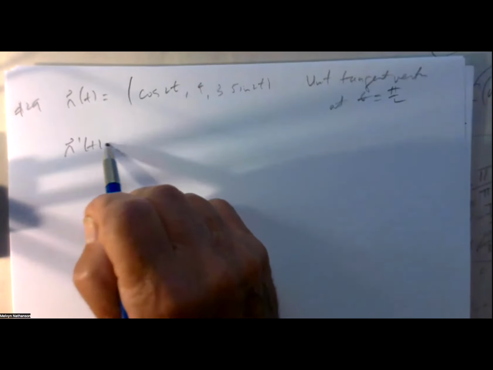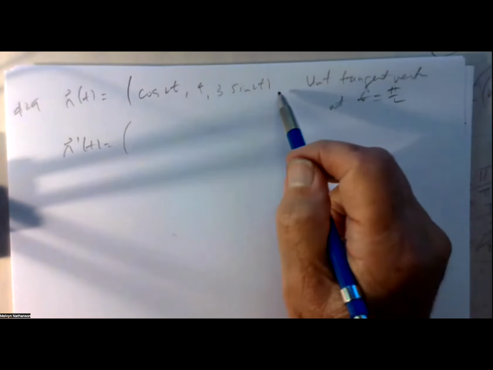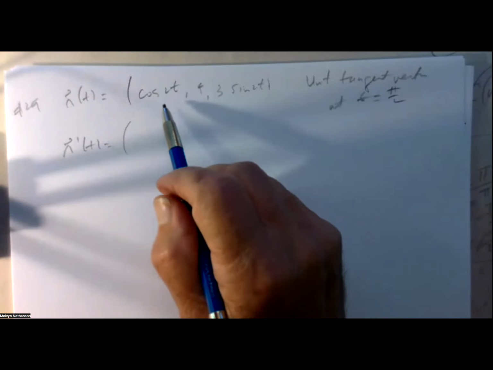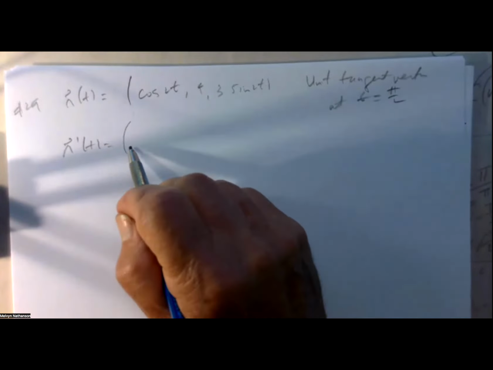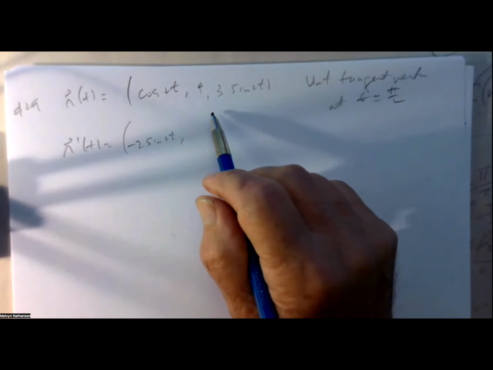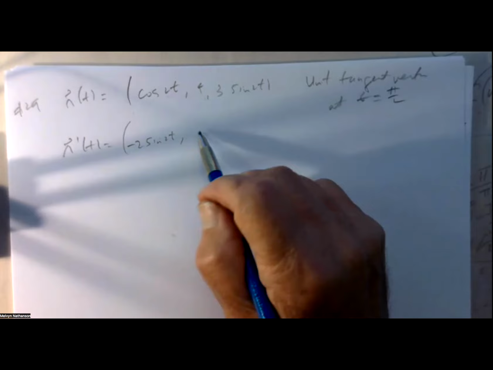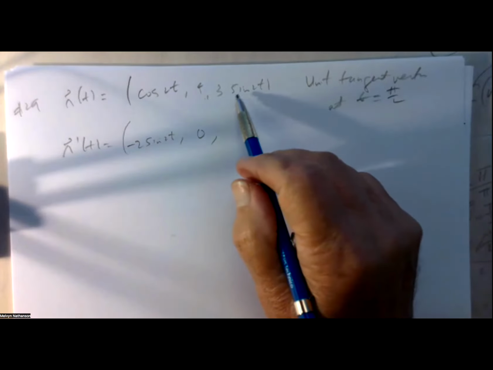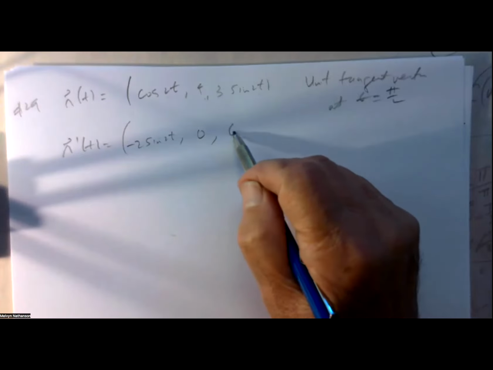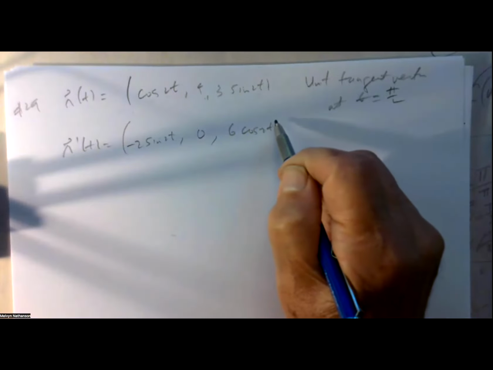So the tangent vector is what we get by differentiating each coordinate function term by term. The derivative of cosine 2t is minus 2 sine 2t. The derivative of 4 is 0. And the derivative of 3 sine 2t is 2 times 3, which is 6 cosine 2t.